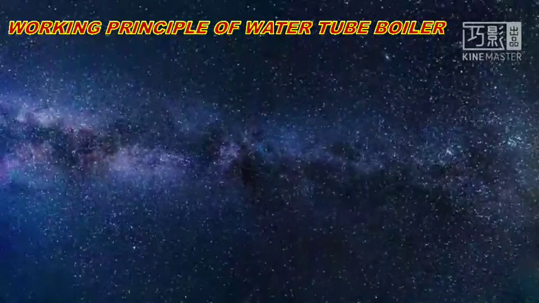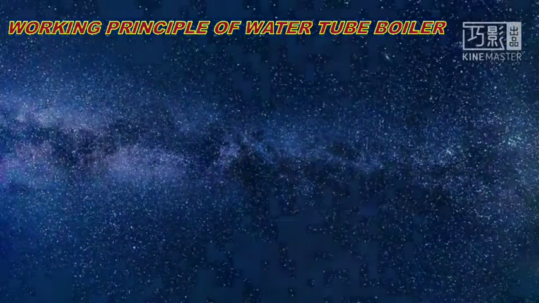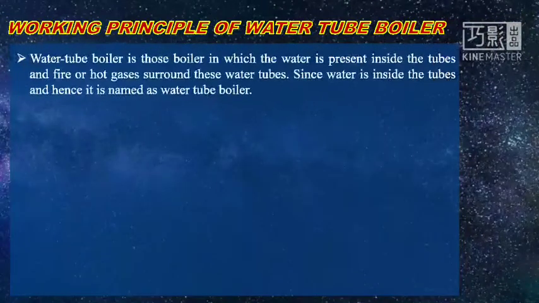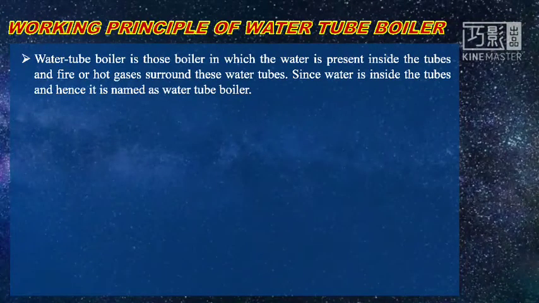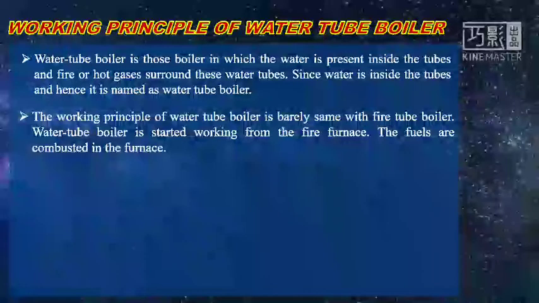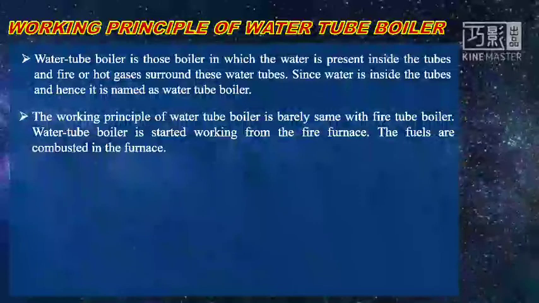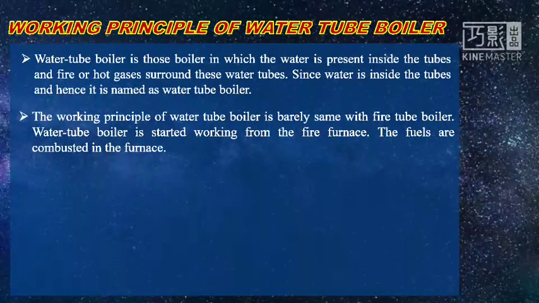The working principle of water tube boiler. Water tube boiler is a boiler in which the water is present inside the tubes and fire or hot gases surround these water tubes. Since water is inside the tubes, hence it is called water tube boiler. The working principle of water tube boiler is barely the same as fire tube boiler.